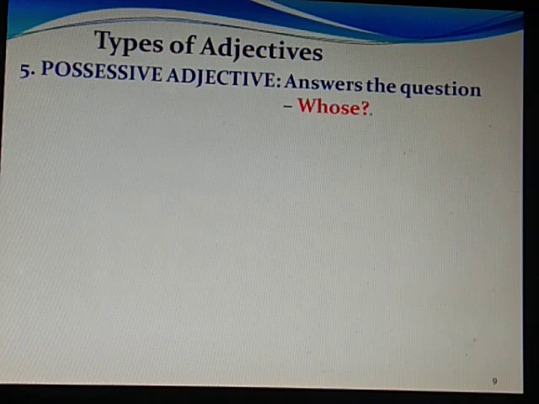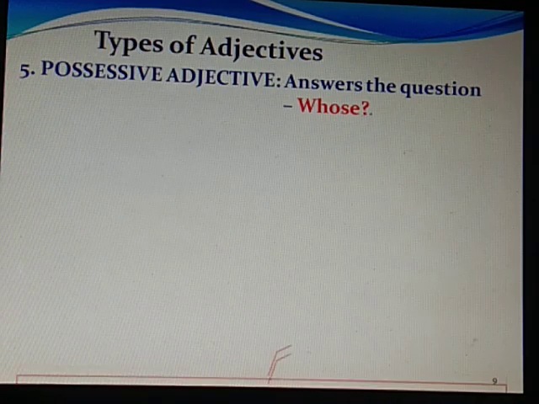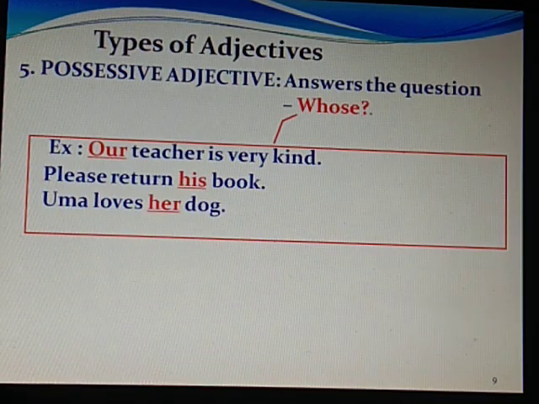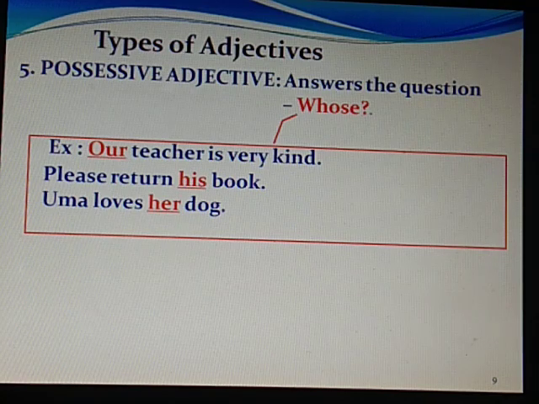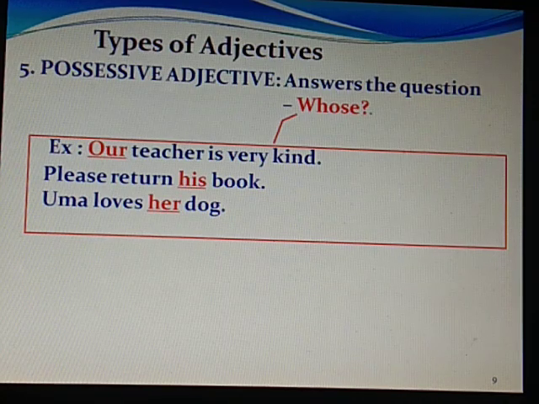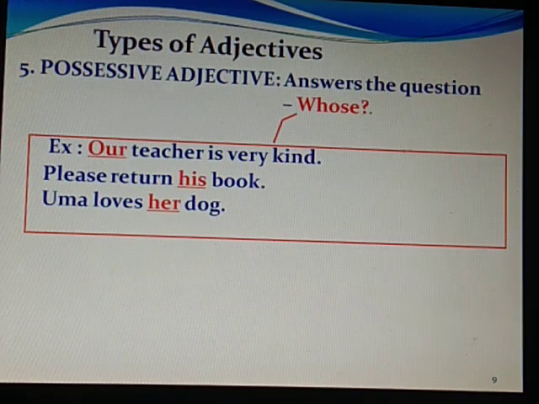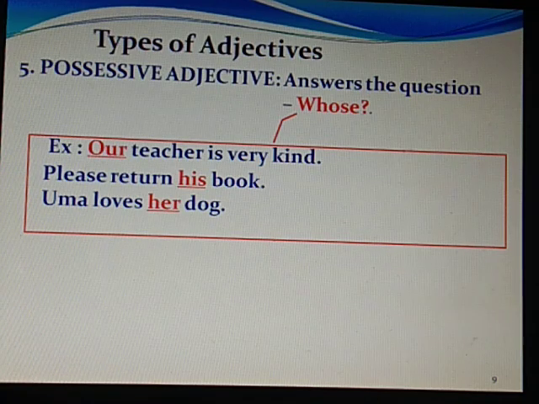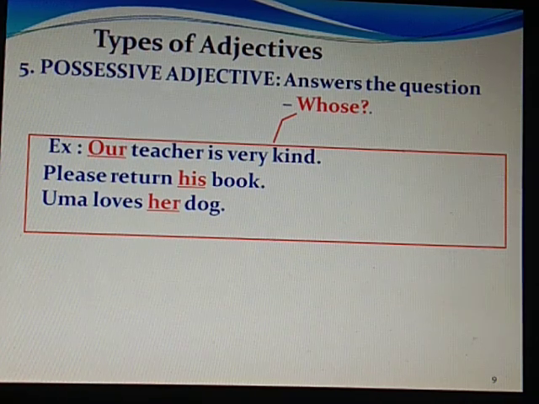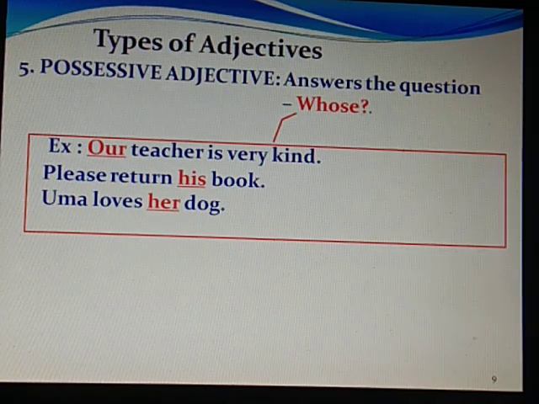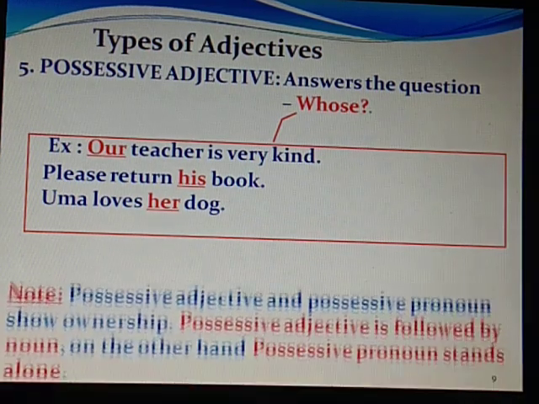Possessive adjectives answer the question whose. Our teacher is very kind. Now when I say our, that shows the possession, that shows the ownership. So our teacher. Please return his book. Whose book? His book. Uma loves her dog. Whose dog? Uma loves her dog. So it's Uma's dog. So we are showing the ownership, so that comes under your possessive adjective.